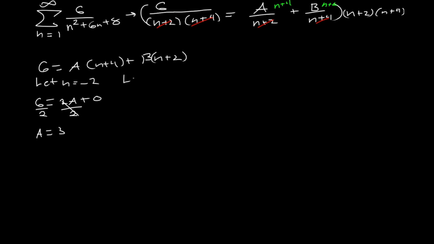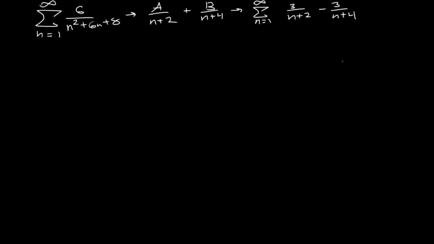Now let's do this for B. Let's let n equal -4. 6 is equal to 0, because if you plug in a -4 into n, -4 plus 4 is equal to 0. 0 times A is equal to 0. And then we'll have a -2B over here, because -4 plus 2 is equal to -2. Divide this on both sides, and now we're left with B is equal to -3. Epic. So now we can rewrite our series.